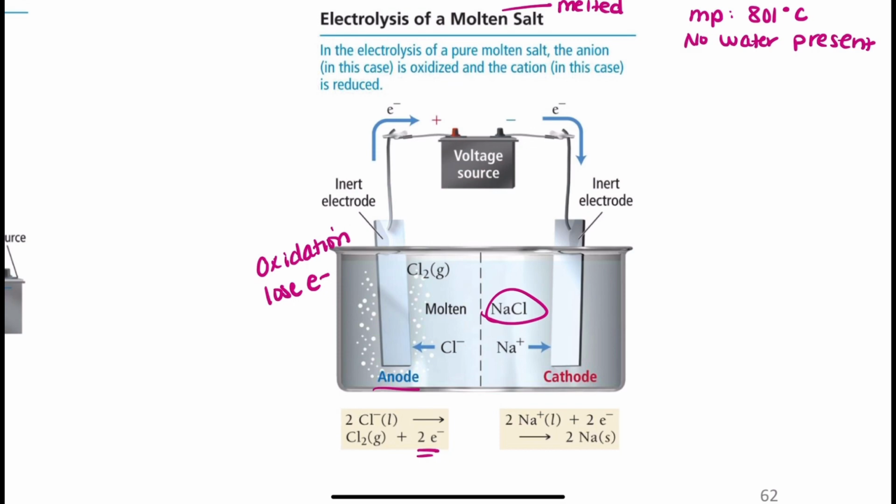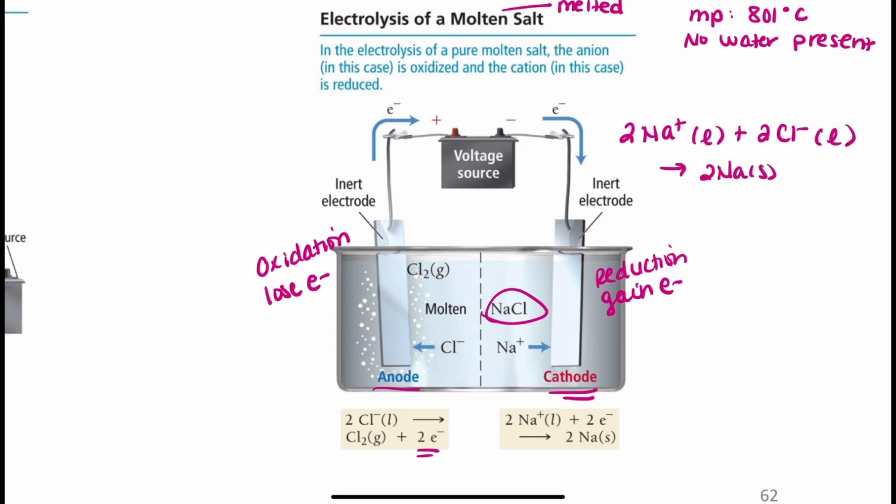At the cathode, we have 2 moles of sodium ions gaining 2 electrons to produce 2 moles of sodium solid. We've got reduction. We've got gain of electrons. Again, that's what happens at the cathode. Our overall reaction here: 2 moles of Na+, liquid form, react with 2 moles of chloride ions, liquid form, to form 2 moles of sodium solid and 1 mole of Cl2 gas.